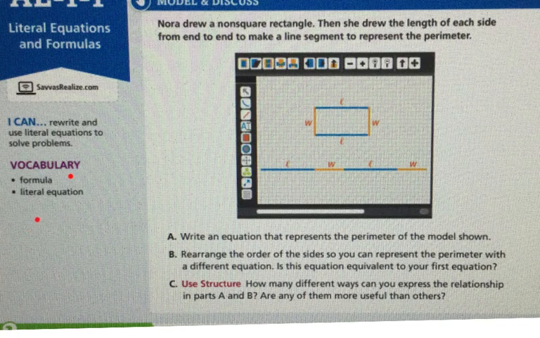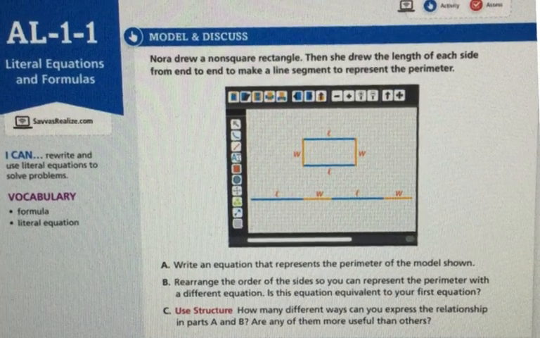So a lot of people call those formulas. Formulas are a kind of literal equation. So they're kind of used interchangeably. So let's look here at our intro to the lesson.